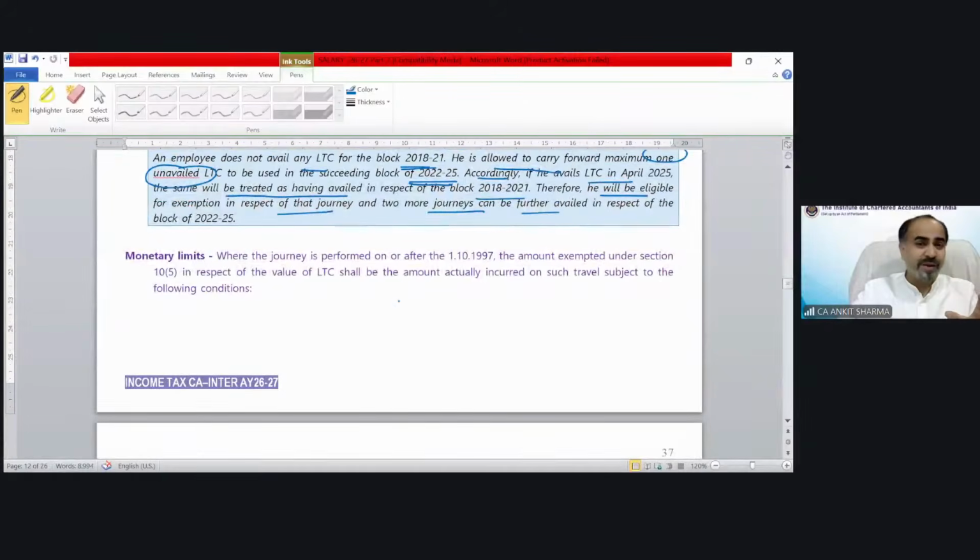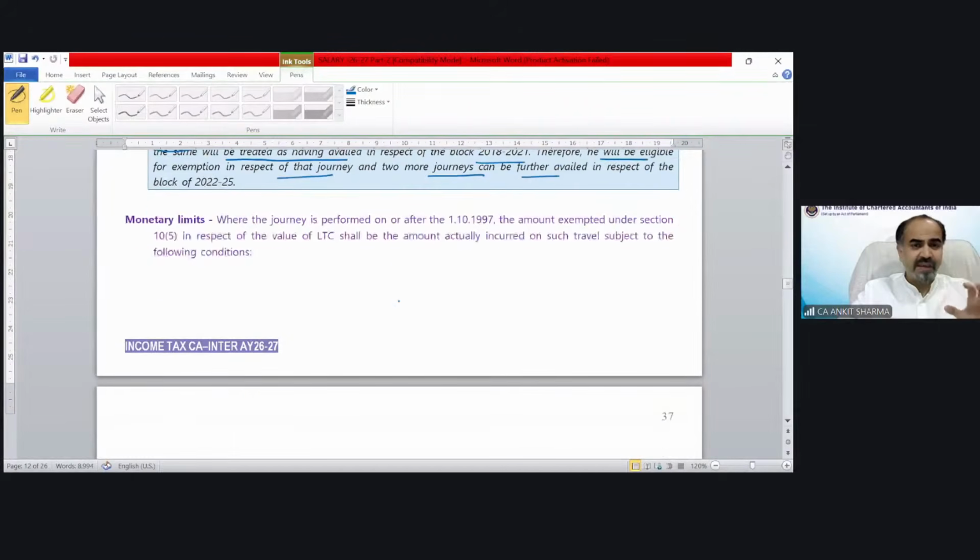So let me tell you, if in an examination an MCQ, optional question, or true and false is going to ask how many maximum LTC exemptions can be claimed in a block of 4 calendar years, what would be the correct answer?